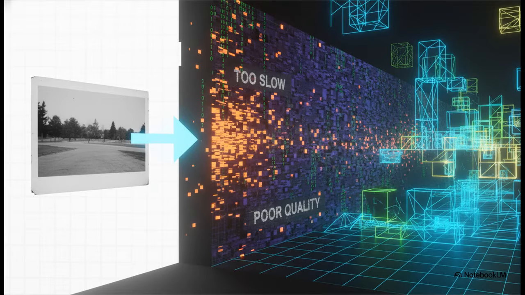So because of this trade-off, we were basically stuck. That whole dream of instantly turning any photo you have into a world you can walk through, it was just that, a dream. The tech was either way too slow to be useful, or the quality just wasn't good enough. It really felt like an impossible problem to solve.